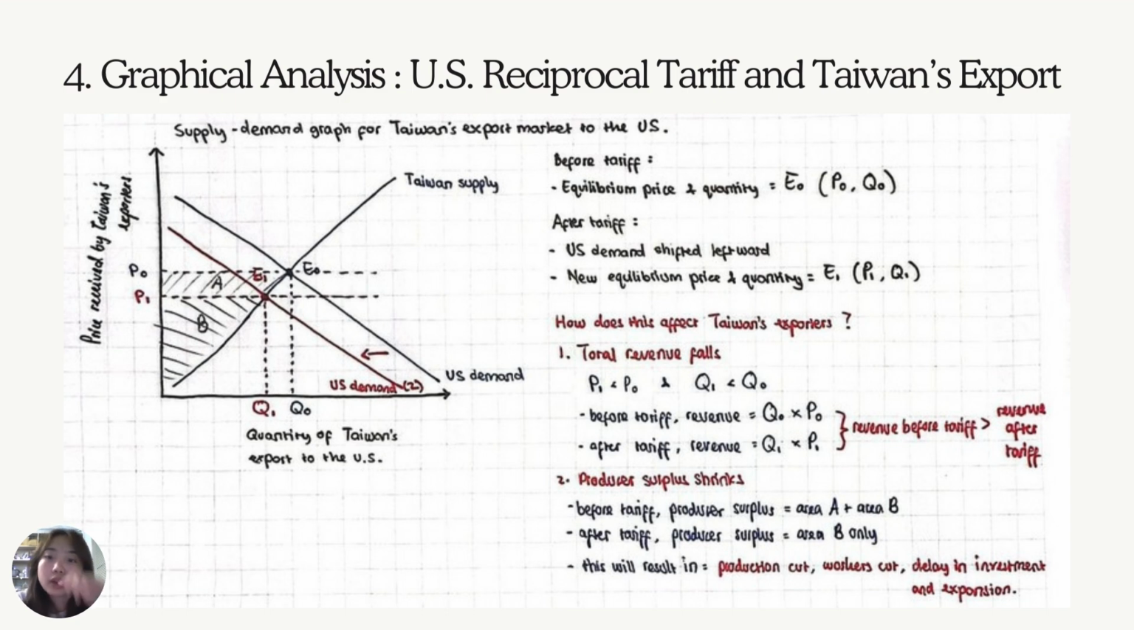The second major impact would be the decrease in producer surplus. Before the tariff was imposed, the producer surplus was area A plus area B, and after a tariff, producer surplus is only area B. This constriction in producer surplus will eventually lead to production and employee cuts, and also delay or even cancellation in investment and expansion.